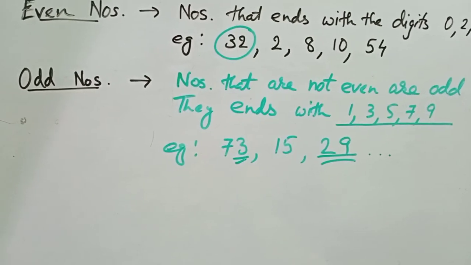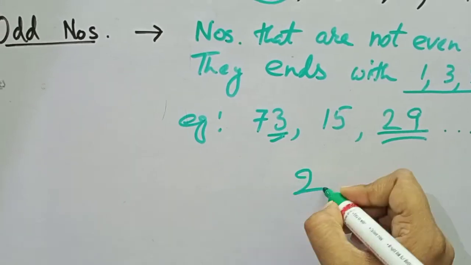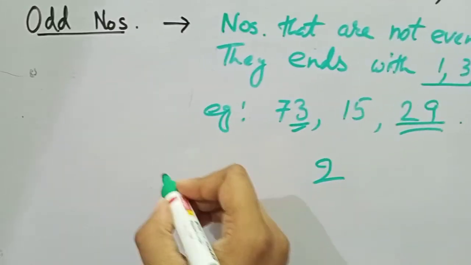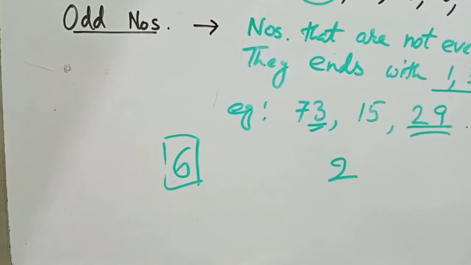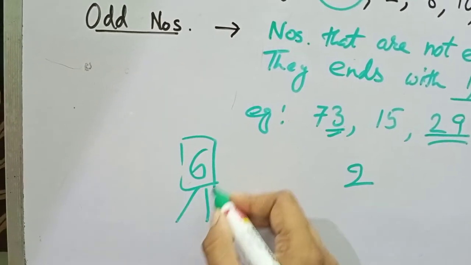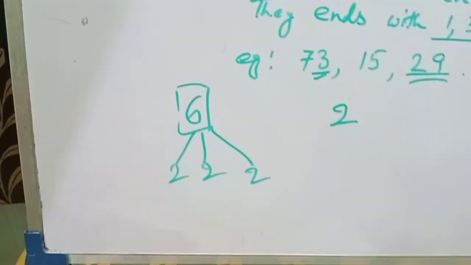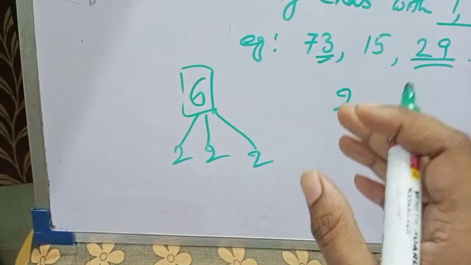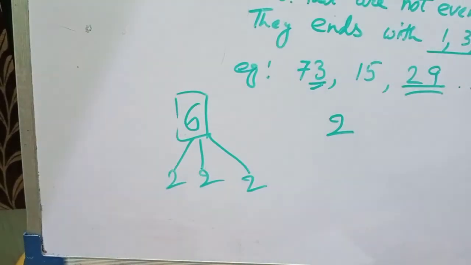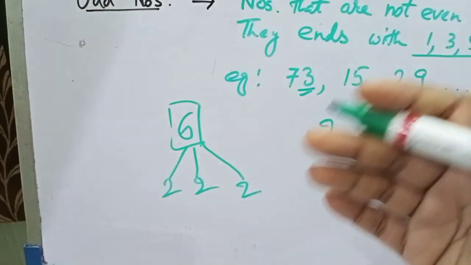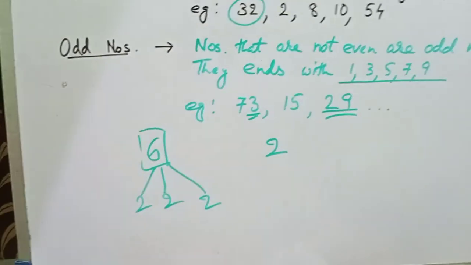Whenever a number can be grouped in twos, suppose I take the number 6, it can be grouped as 1, 2, 3 groups of 2. In this way we can divide it into 3 groups, each of 2. Such numbers are known as even numbers. You will understand this much better when you come across division.